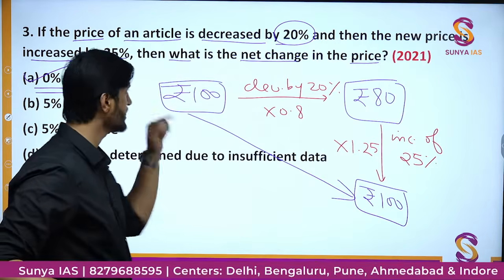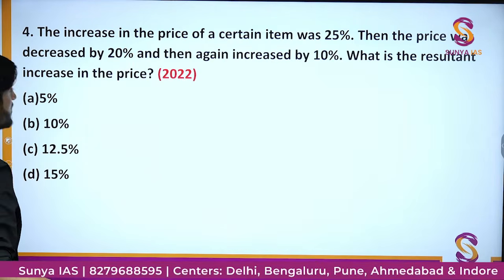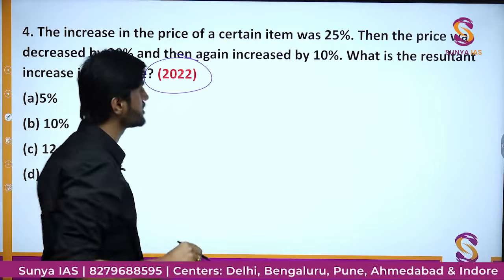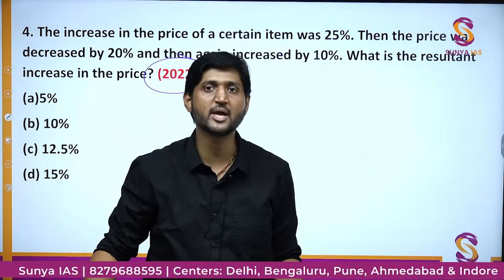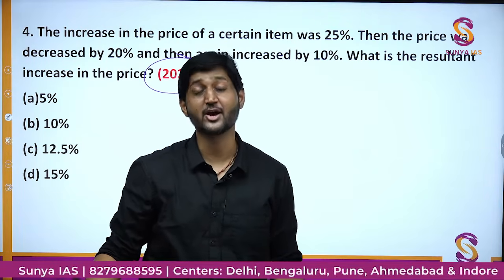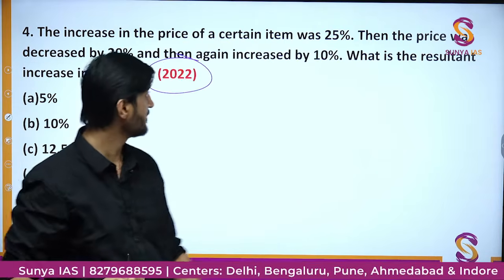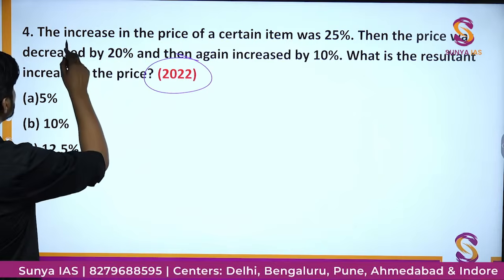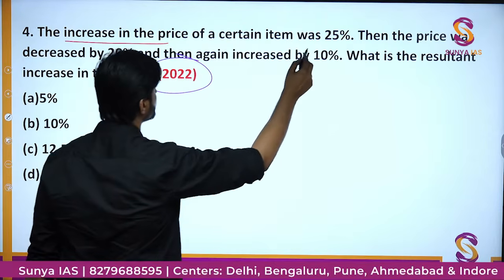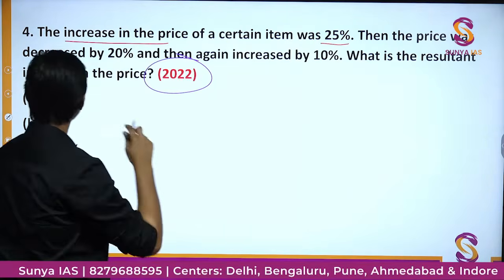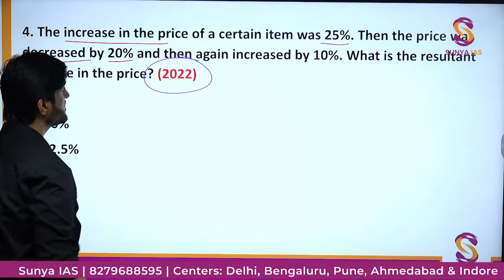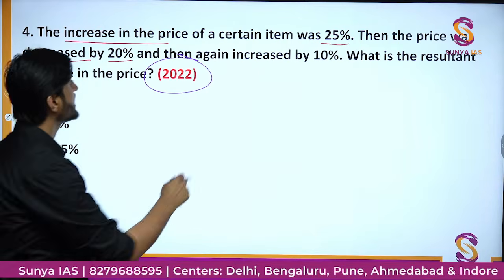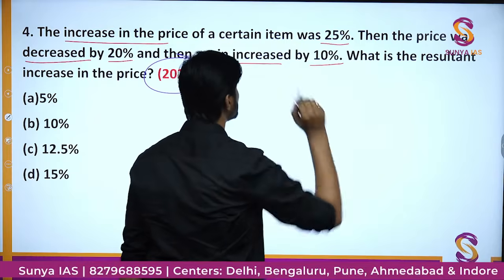Now we'll move on to the next question, and this is a really fresh question from 2022. And if you pay some attention here, it is kind of a repeat question. More of the lines of this question are repeated. So just read it again. What I am saying: the increase in the price of a certain item was 25%. Then the price was decreased by 20%, and then again increased by 10%.